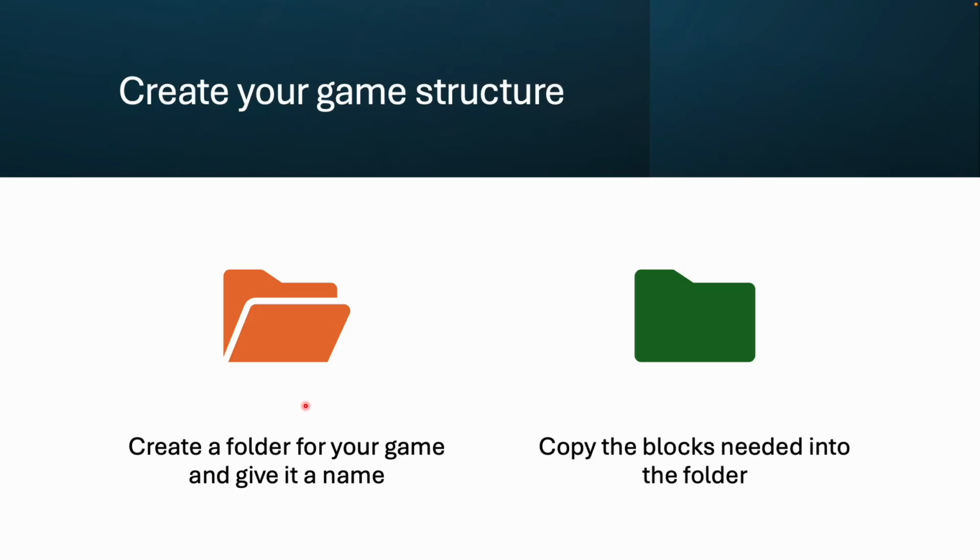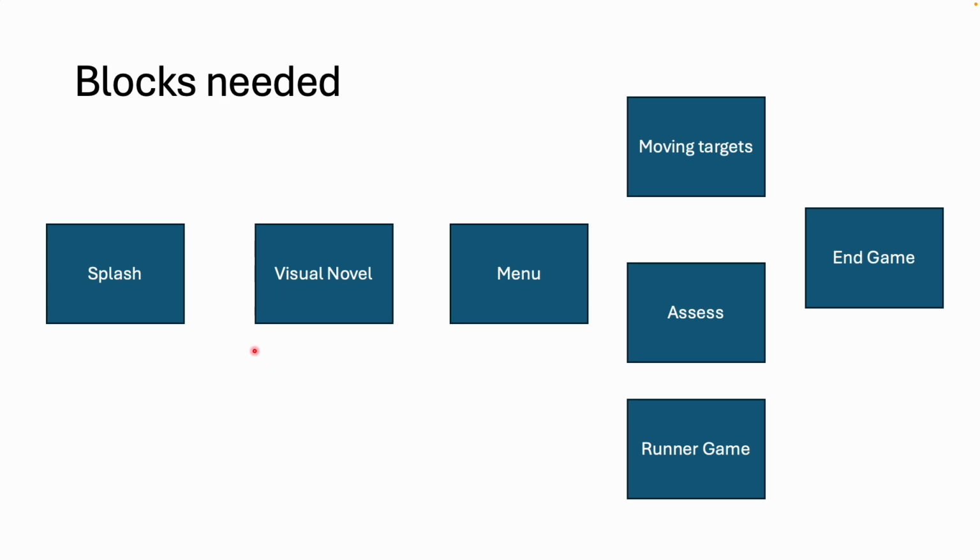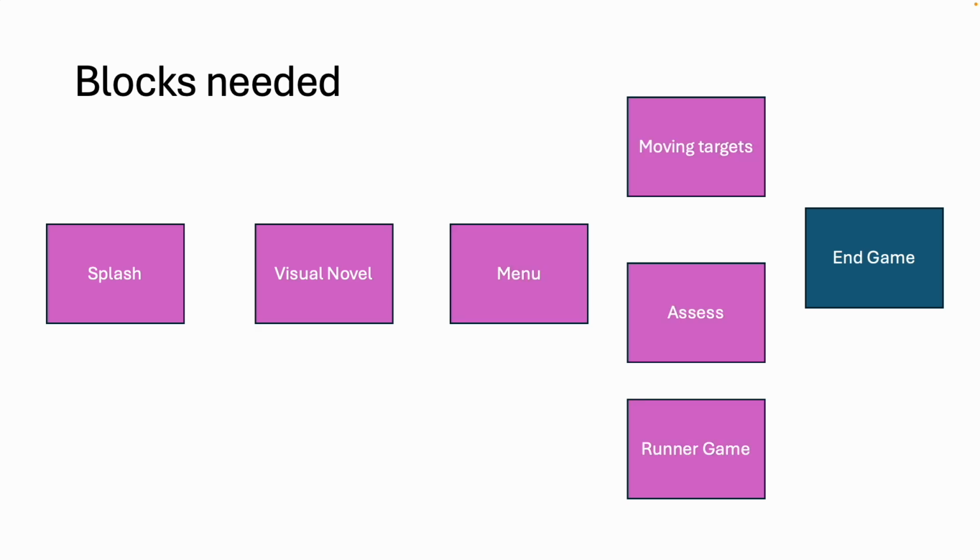Next, and I'll show you this in a second, you're going to create your game structure using 7Gen blocks. You're going to make a new folder for your game and give it a name, and then copy the blocks needed into the folder. How do you know what blocks are needed? Well, there's that game design you just talked about. You're going to have a splash screen. Every game starts with a splash screen, right? Then this visual novel that's teaching about plastic pollution. Then the menu and the 3 choices on the menu. So you're going to need a splash block, visual novel block, menu block, and then these 3 blocks. And the assessment I'm using is the drag into categories. And then an end game. You need something to designate that the game is over.